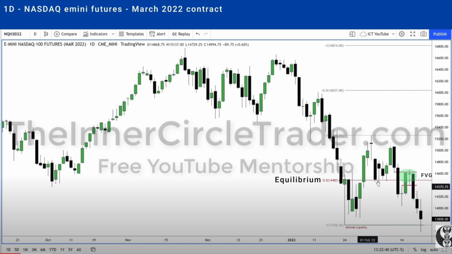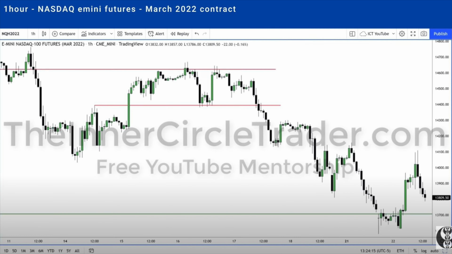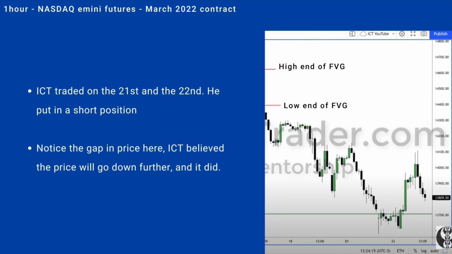We have seen this already in episode 9 and in episode 10, so we can switch to the 1-hour time frame. And on the 1-hour time frame, we can see in those red lines the high end of the fair value gap and the low end of the fair value gap that we have seen on the previous chart. Let me zoom in for us. And we can see that ICT tells us that he traded on the 21st and on the 22nd of February, and he had put a short position in. We can notice the gap in price. And here ICT tells us that he had believed, when we see that gap, that the price will actually keep going down, and that's actually what happened.